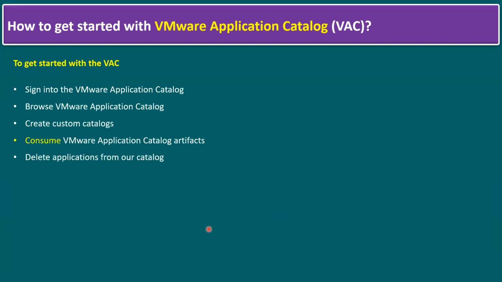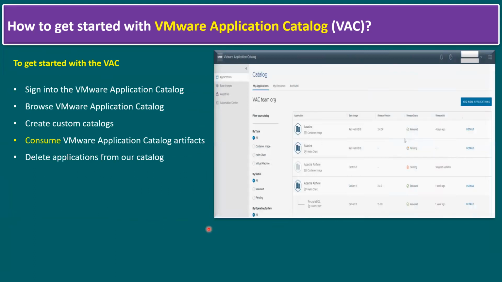Now to get started with the VAC, sign into the VMware Application Catalog, and we can browse the catalog information. The catalog will look like this. Even in Google, if you type VMware Application Catalog, you will find this page, and we can view the catalog, create a custom catalog, consume the VMware Application Catalog artifacts, and also delete applications from our catalog. But the only condition is we must register with VMware Cloud Services using a VMware account. Only then can we sign into the application catalog and perform all these activities.